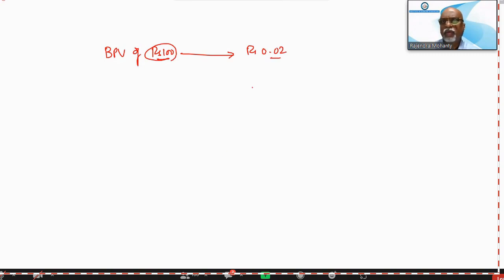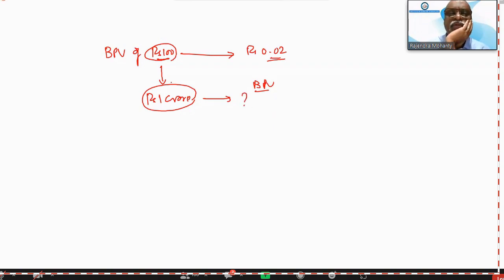This means for 1 basis point fall or increase in the market rate, the price will change by 0.02 for this bond. Alternately, suppose I have a portfolio of rupees 1 crore of this bond. So for 1 crore, what will be my BPV? Calculate and tell me. I have purchased 1 crore worth of this bond.